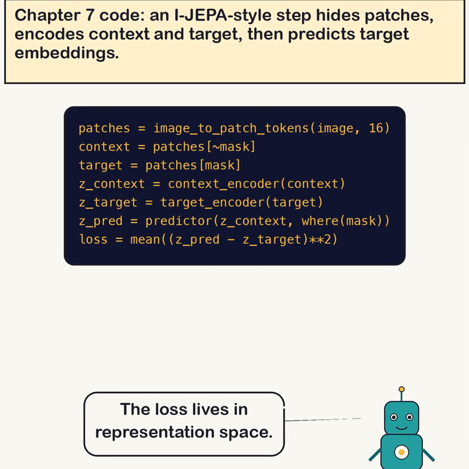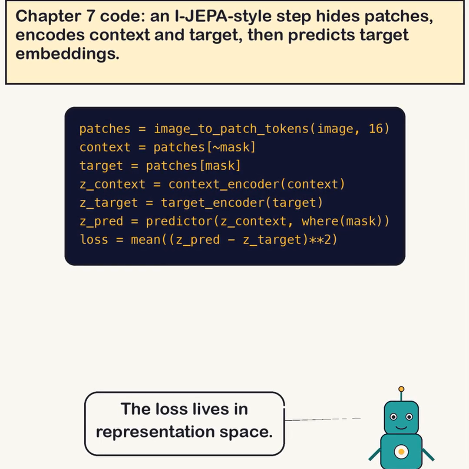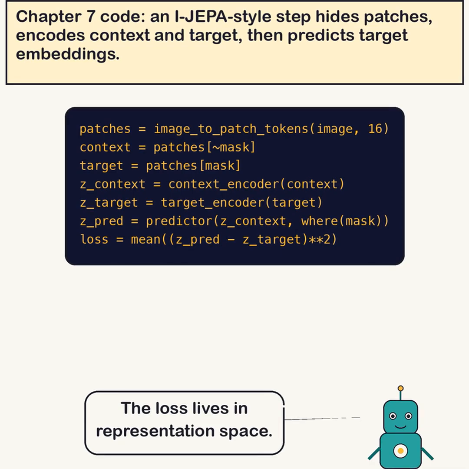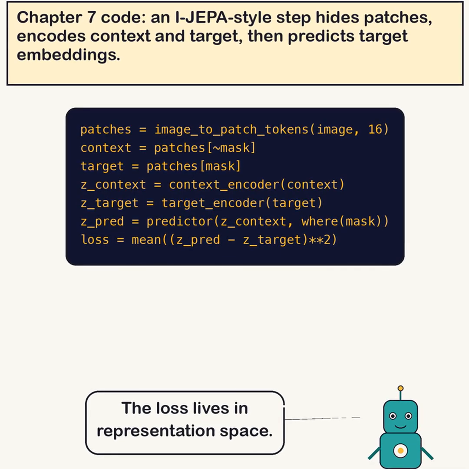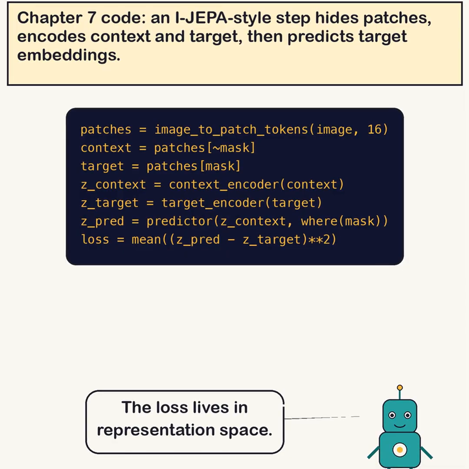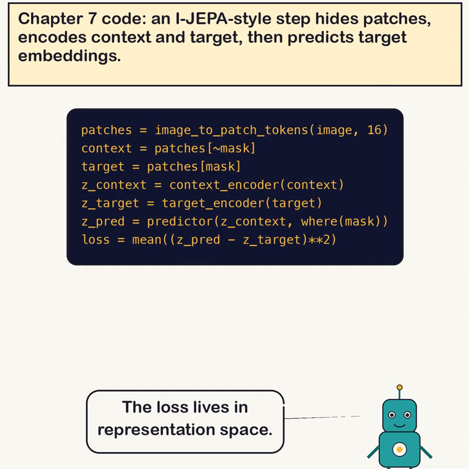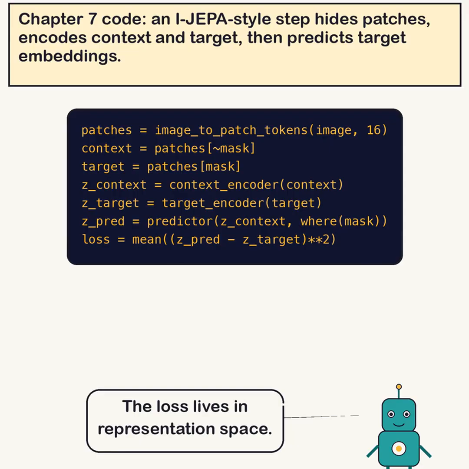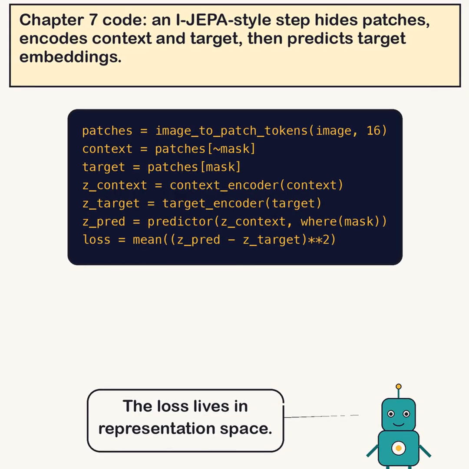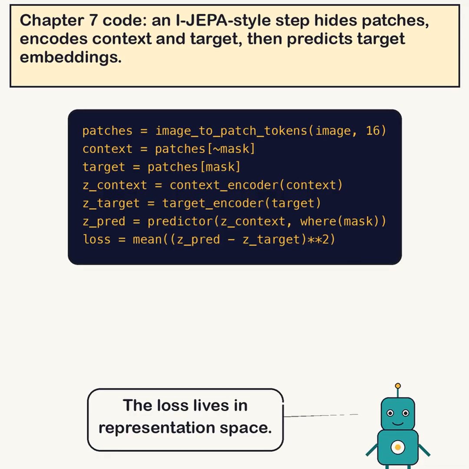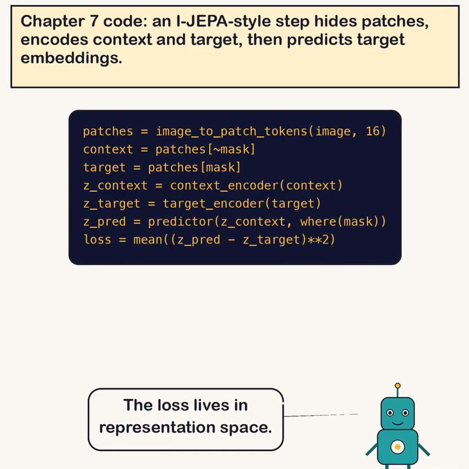In an IJEPA style step, the image becomes patch tokens. The mask splits visible context from hidden targets. The context encoder is trained. The target encoder is frozen for this step. The predictor uses context and target positions to predict target embeddings, and mean squared error is computed in latent space.